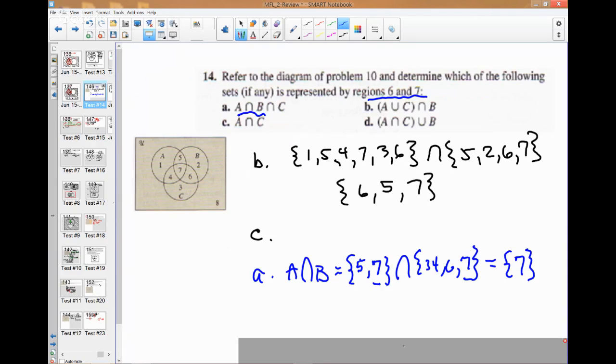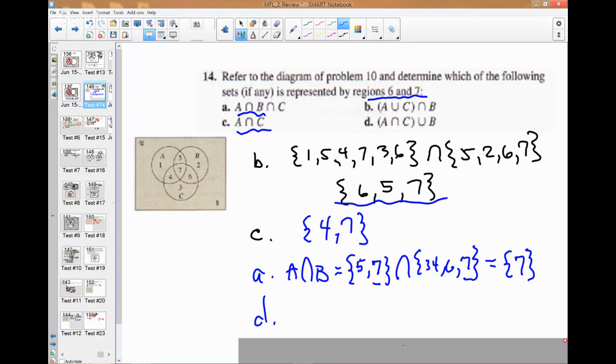Yes. Okay, so then I keep going. I've already done B. That one didn't come out to 6 and 7 either. It was close, but no show. Should we try C? That one we should be able to do in our heads. What's A intersect C? Where do circles A and C overlap? 4 and 7. So that's not it either. So maybe it's D, huh?